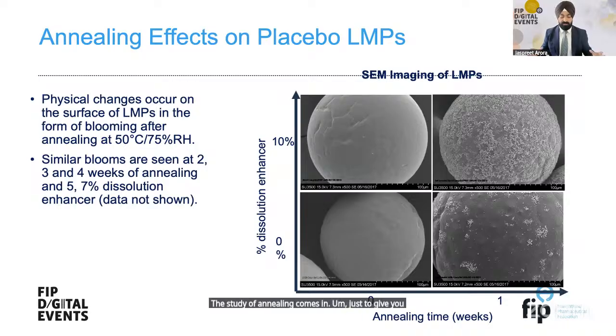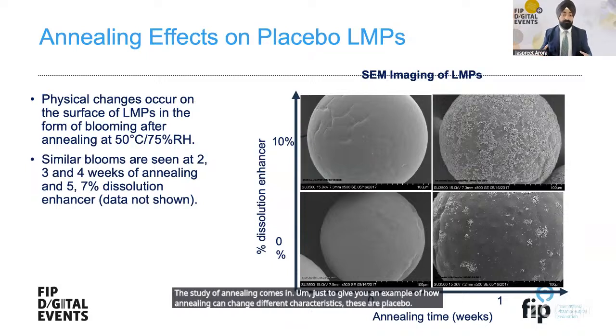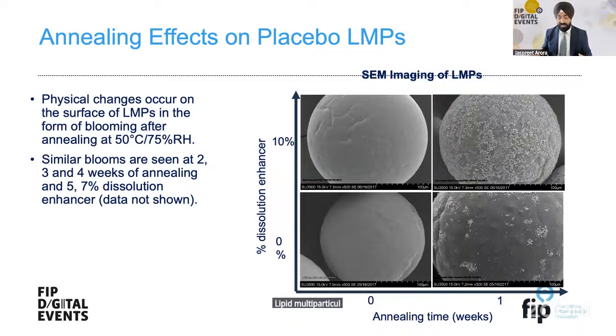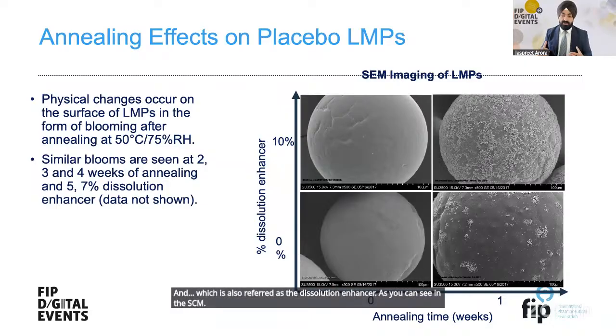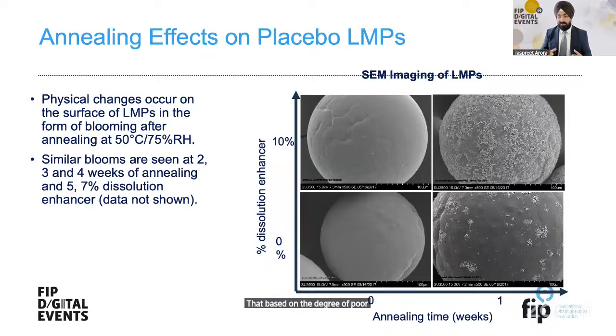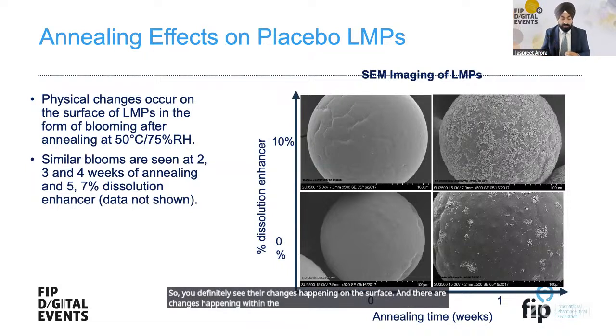Just to give you an example of how annealing can change different characteristics, these are placebo lipid multiparticulates. That means they do not have any active in them. So it is just the lipid matrix and a pore former, which is also referred to as the dissolution enhancer. As you can see in the SEM, based on the degree of pore former and the amount of time that you anneal at accelerated conditions, you start to see these surface blooms. So you definitely see there are changes happening on the surface, and there are changes happening within the particle, which are important to understand.